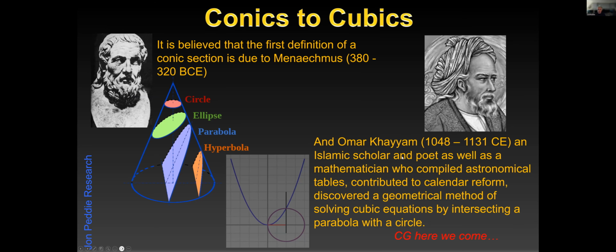Then there was Omar Khayyam, and he came up with an incredible geometric method for solving cubic equations. And that was basically intersect a parabola with a circle. Sounds trivial today because we studied this in high school, but for them, this was genuine rocket science back in those days.